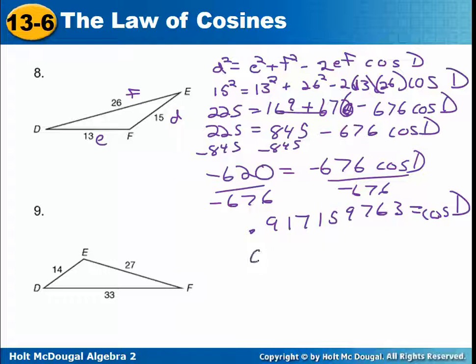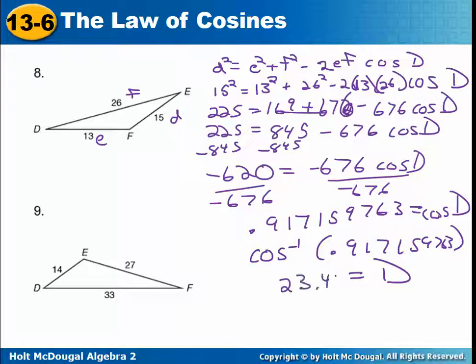Now we're going to take the inverse cosine of that, 0.91715963, and that will be equal to the measure of angle D. Okay, so inverse cosine of 0.91715963 is 23.485 degrees, or you can round that to 23.49 degrees.